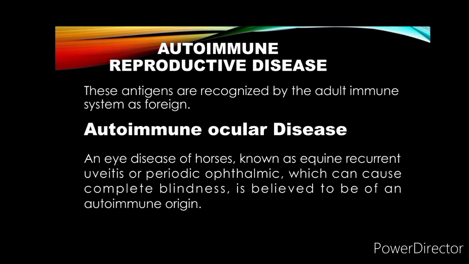Autoimmune ocular disease. An eye disease of horses known as equine recurrent uveitis or periodic ophthalmia, which can cause complete blindness, is believed to be of autoimmune origin. Affected horses possess circulating antibodies against Leptospira interrogans.